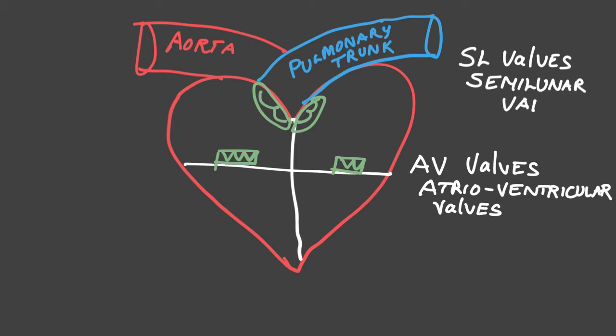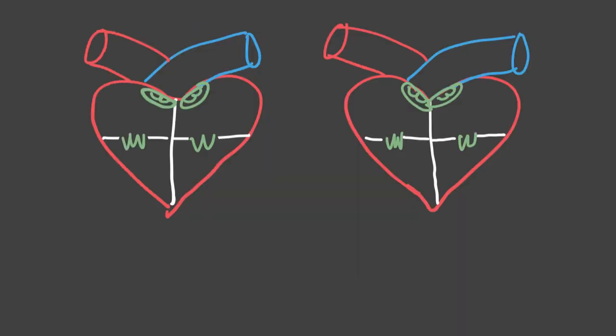Both the aorta and the pulmonary trunk are the largest arteries in the body, and they are called the great arteries. They are opposite in terms of their color. Let us now look at how these valves open and close.